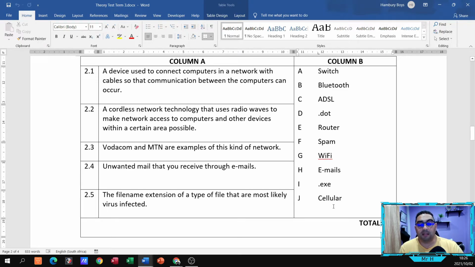Then unwanted mail that you receive through emails. We did this already. That is going to be F, spam. And then the file extension of a type of file that are most likely infected with viruses, and that's usually your .exe. Now, we say this because when you have emails coming through with attachments that are .exe, those are usually the ones that are infected.